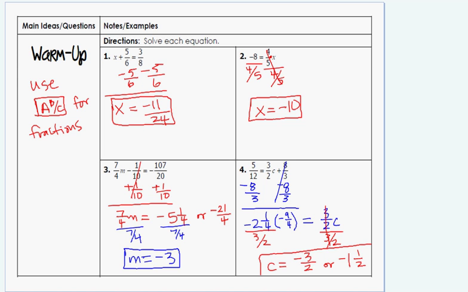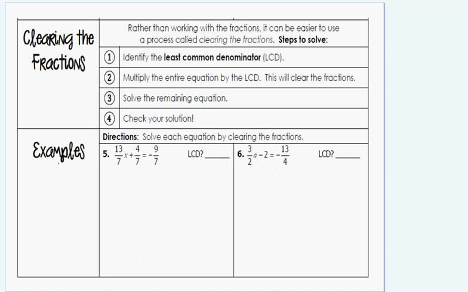So let's continue in our notes and looking at how to clear the fractions. So rather than working with fractions, it can be easier to use a process called clearing the fractions. And so below we have some steps listed for us, just like we've had previously. First step is that we want to identify the least common denominator, or our LCD. This is used to clear our fractions, and that's what we do in step 2.